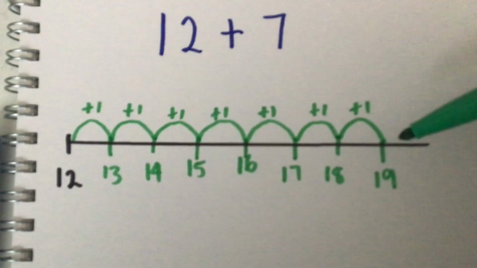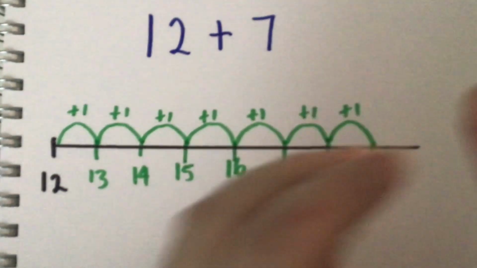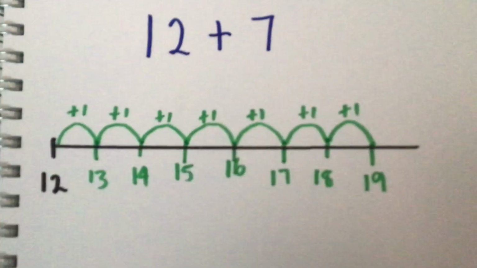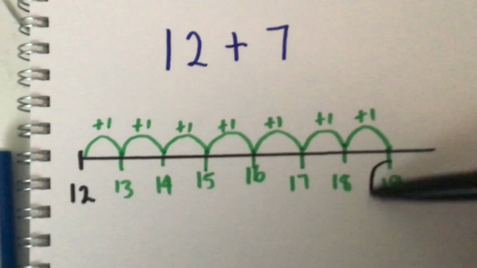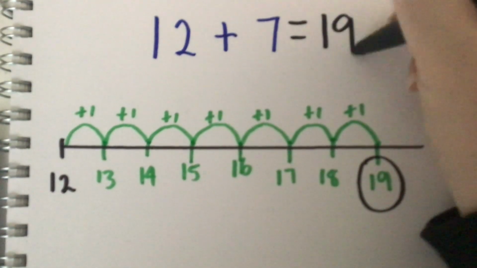Okay, I've stopped at 19. That means that 19 is the largest number on my number line. That also means that 19 is my answer.